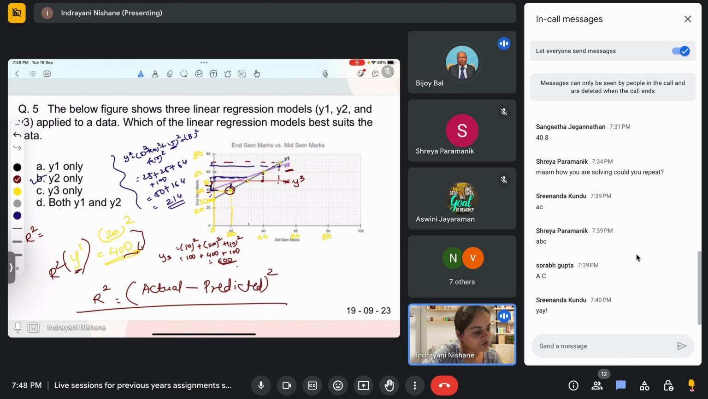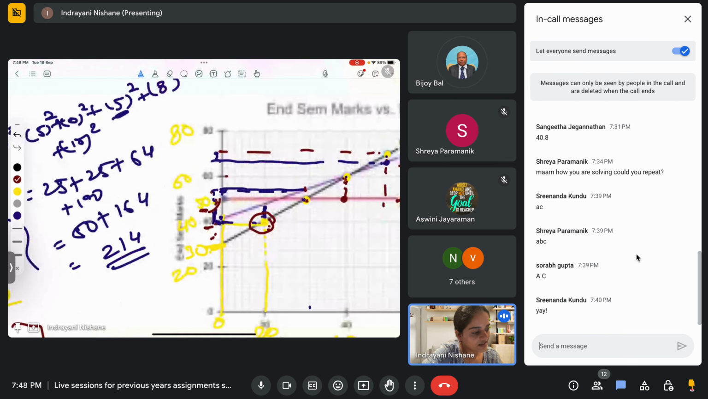So this difference seems to be 5 square. Then this one point seems to be lying on the line, so 0. Then again, this is the data point, this is the predicted line, so this difference we saw is 5.